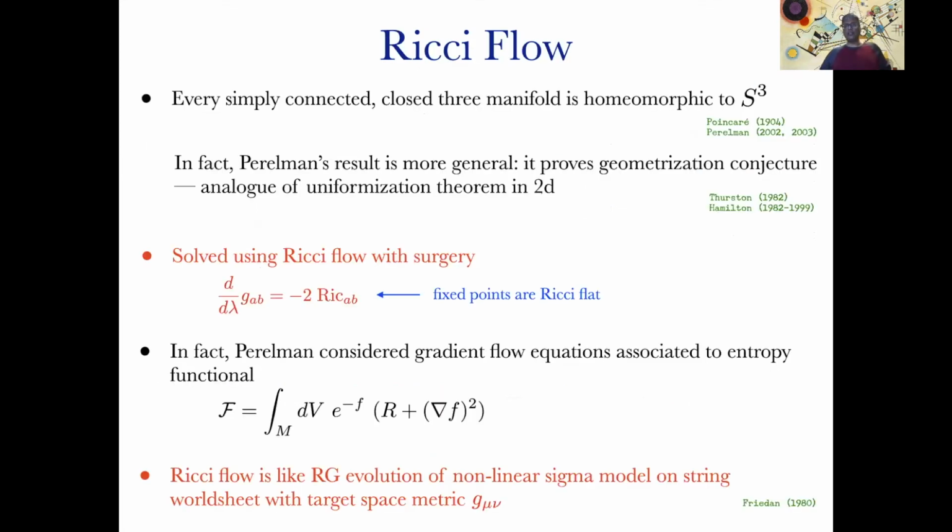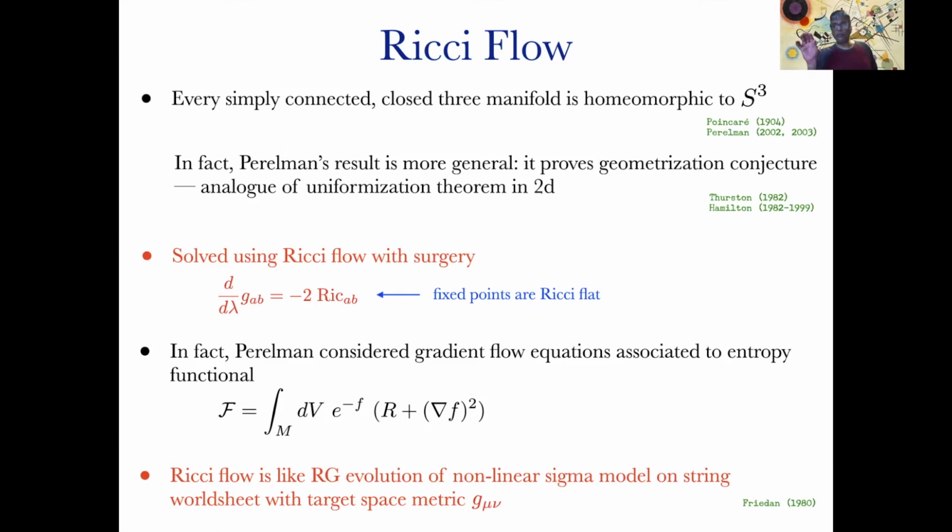Now, one way to preserve the Kähler class in learning is to use Ricci flow. Ricci flow was famously used by Perelman to prove Poincaré's conjecture that every simply connected closed three-manifold is homeomorphic to S3. Perelman solved this problem using Ricci flow with surgery. In Ricci flow, there's a parameter lambda, and if you take derivatives of the metric with respect to this parameter lambda, this is proportional to the Ricci curvature. So fixed points of this flow are Ricci flat metrics.